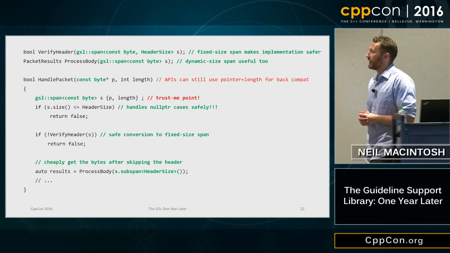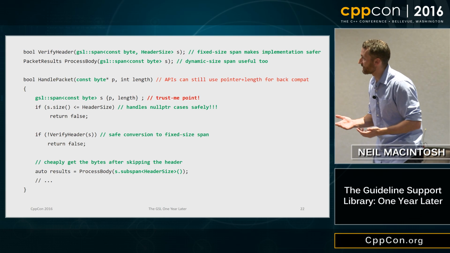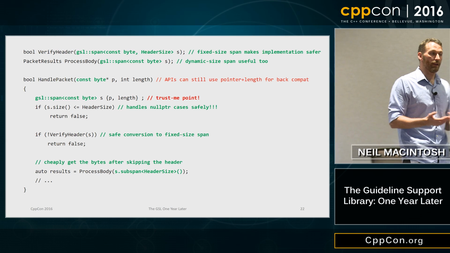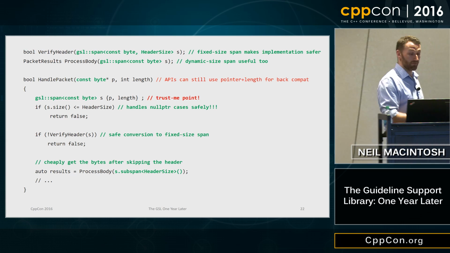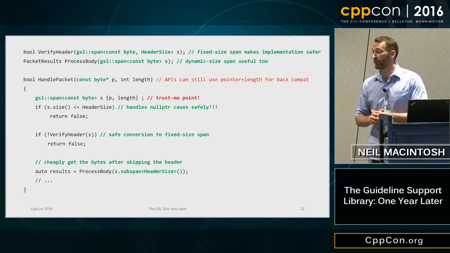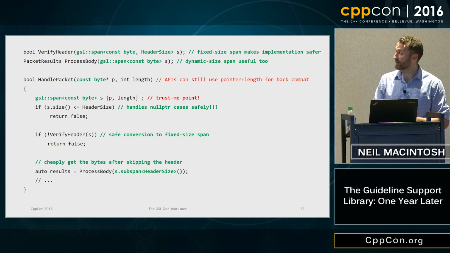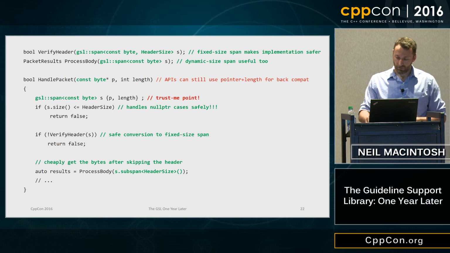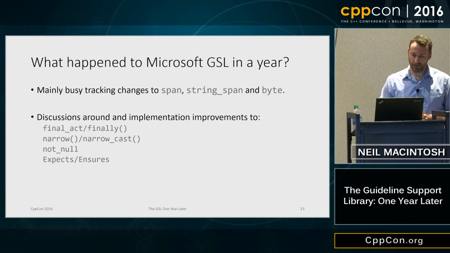Finally, once we know that there's enough room for the header in the packet, we can skip past it to process the body. And we just do that using subspan. Subspan's cheap, it's fast, and it's safe because it checks to make sure that there's enough room to move past. Obviously, in this case, we feel pretty confident about that because we've already made the previous 2 checks that there was header size bytes available. So that's why I love span. It makes programming so much simpler and safer.